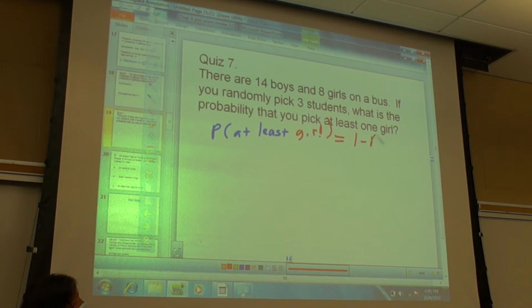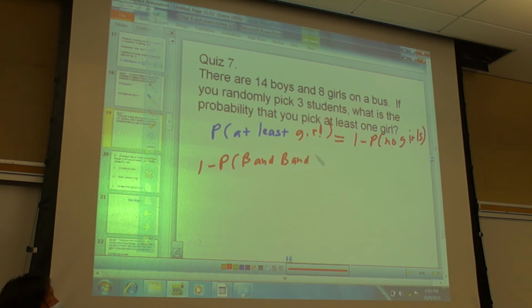Equals 1 minus the probability of no girls, out of 3. So how can I find the probability of no girls? No girls means really what? All boys. Yep. Probability of boy and boy and boy. All boys means and. What's the probability the first one's a boy? 14 out of 22. Second one? 13 out of 21. And then the next one? 12 out of 20. Yep. So figure out what that is, subtract it from 1, and you get your answer.